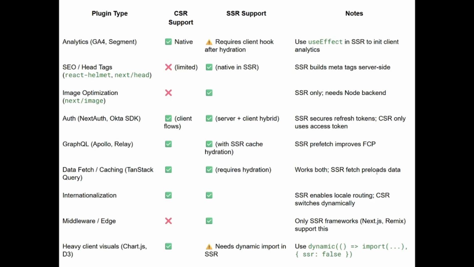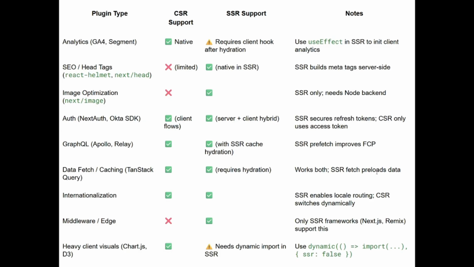Image optimization is pure SSR territory. Next/image only works when the server can resize and serve images dynamically. CSR can't do that without a backend, so your images just show up as is.